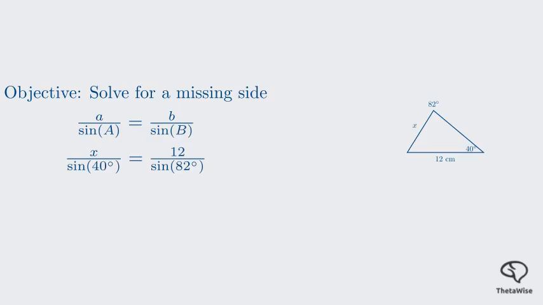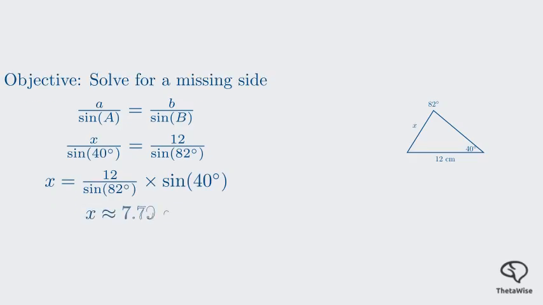Now, we substitute our values. x over sine 40 equals 12 over sine 82. To isolate x, we simply multiply both sides by sine 40. Using a calculator, we find that x is approximately 7.79 centimeters. Notice how choosing the version with the side on top made the algebra just one single step.